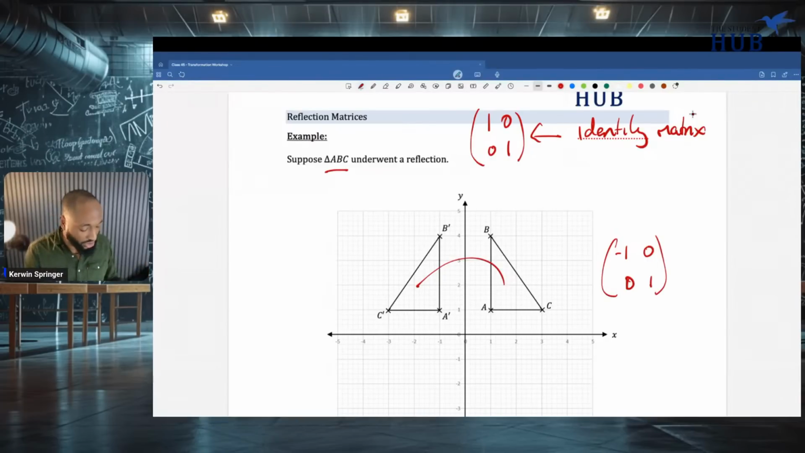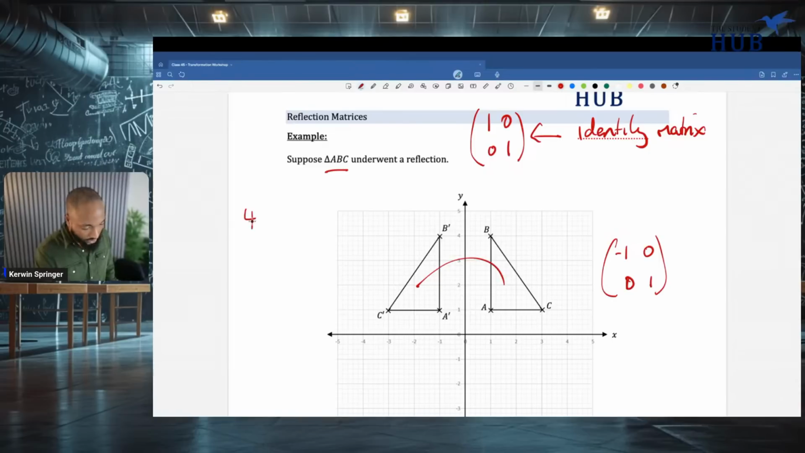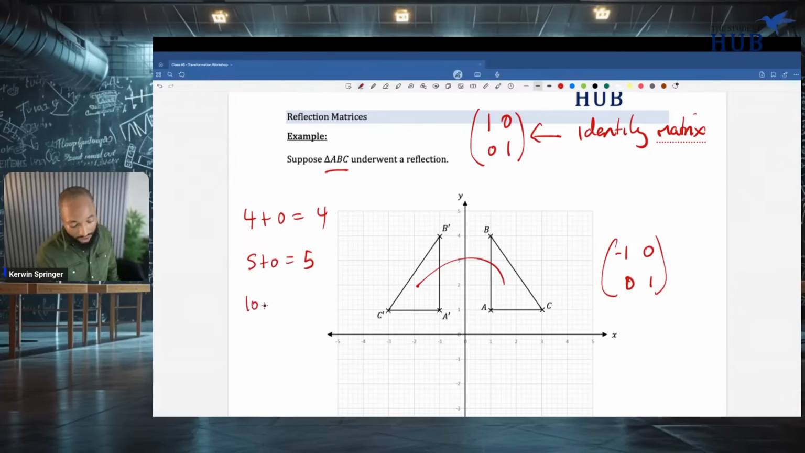Identity in an operation doesn't change the object from the image. For example, the additive identity is 0. Any number I add 0 to, I'll get the same number back. 5 plus 0, you get back 5, the same number. 10 minus 0 is still 10. You understand what I'm saying? 0 is the additive identity.